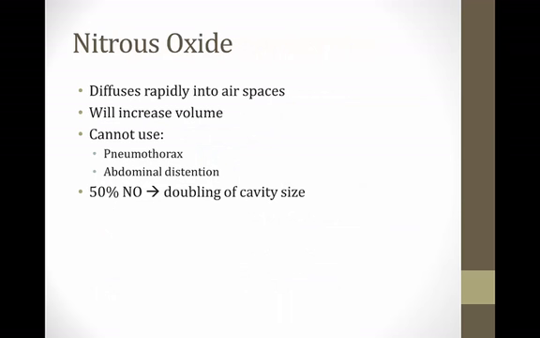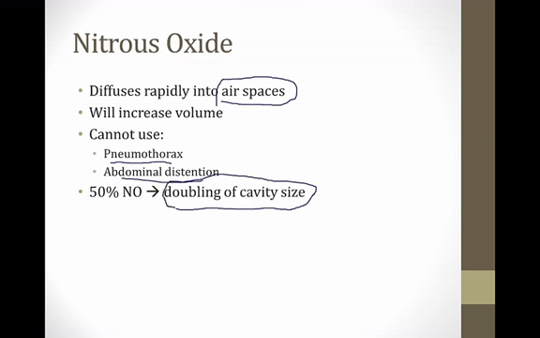Nitrous oxide is a low-potency inhaled anesthetic. It's often used in dentist offices, and the special thing to know about this is that it diffuses rapidly into air spaces in the body and increases the volume. Now, if you're healthy and having a tooth pulled at your dentist office, that's no big deal, but if you have a pneumothorax or if you have abdominal distension from a perforated viscus, then this can cause a doubling of the cavity size, so you cannot use that. It will diffuse into those spaces and make them swell.